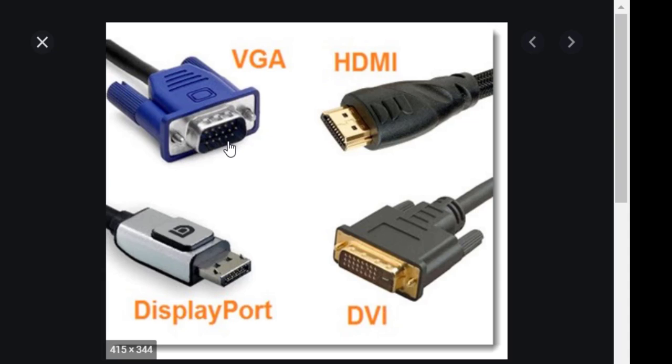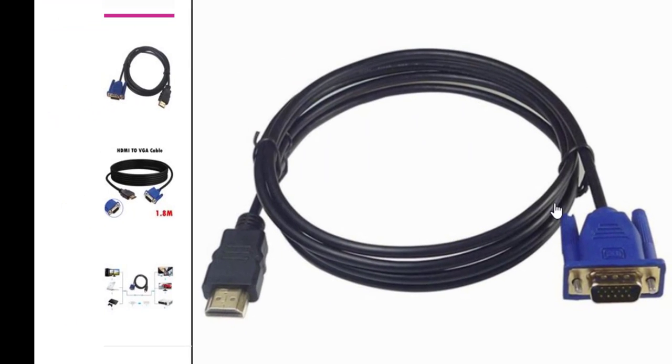However, if your monitor is a VGA and you don't have a VGA port on your computer, what do you do? Well, here's an example of a cable. You could get an HDMI cable that converts to VGA. So if you buy a monitor that only has a VGA port, then you can convert it into the HDMI port.